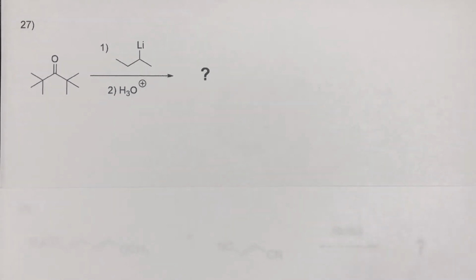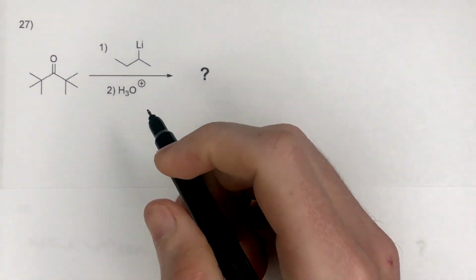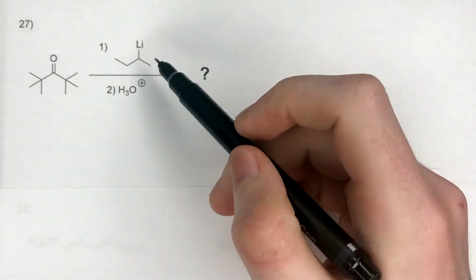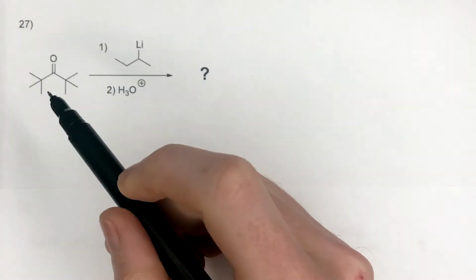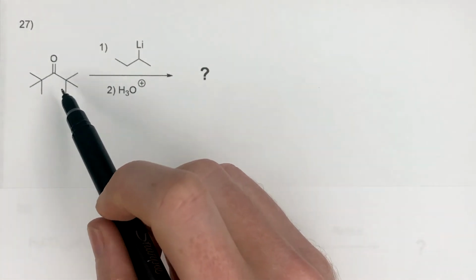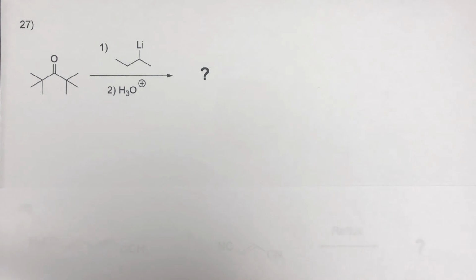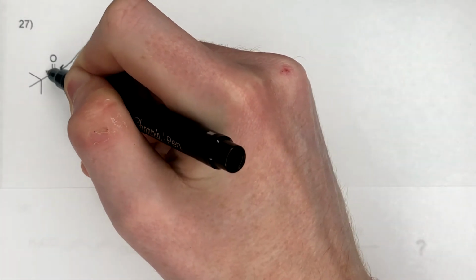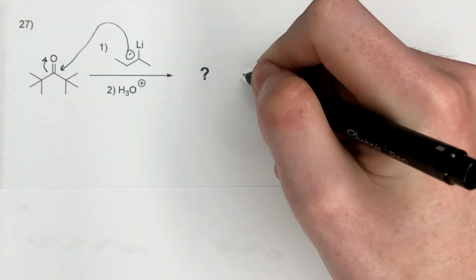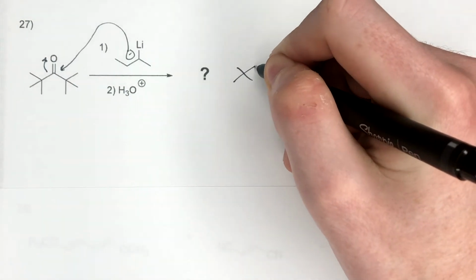All right, here's our next set of questions. Again, we're still asked to predict the products. Here we have an organolithium, which is a very strong base and a decent nucleophile, but we have no acidic protons here. All our alpha positions are blocked. So essentially this is only going to be nucleophilic addition to the carbonyl. That's all that is possible.